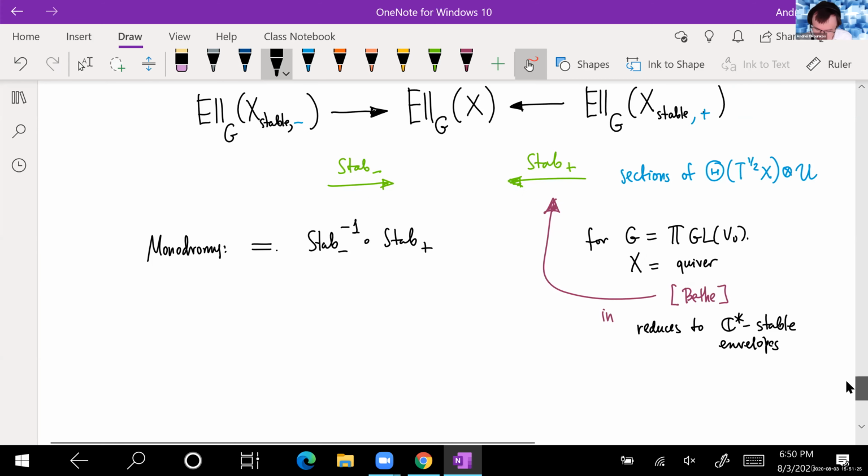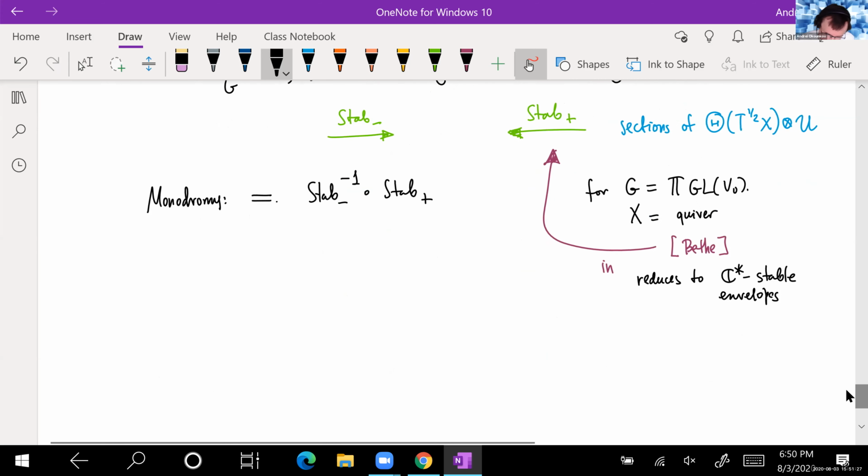So okay, so now another application is to 3D mirror partners.